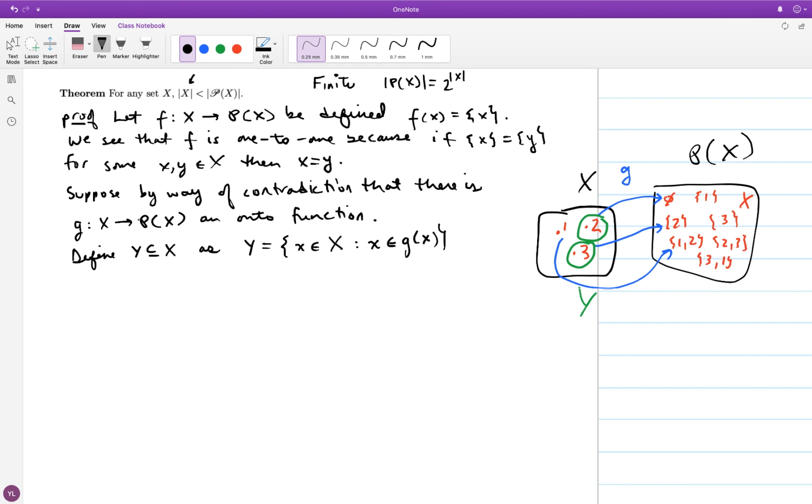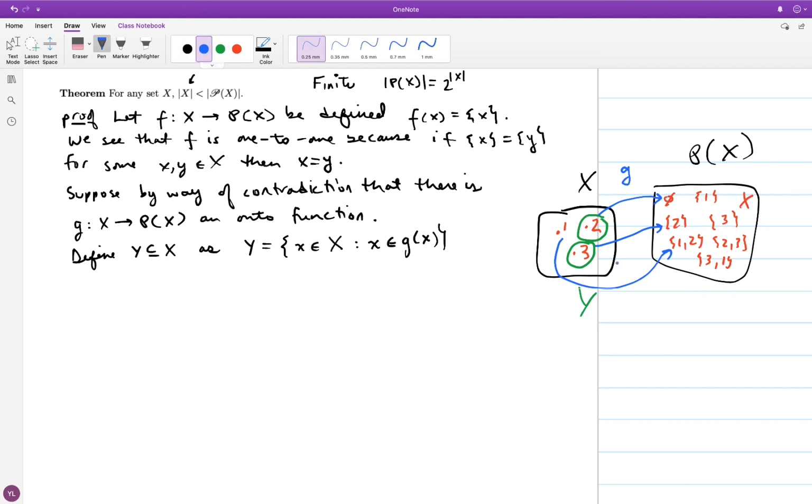G of x is an output of this function. It's an element of the power set. It is a subset of x. So either x is in there or it's not. Like over here in the picture, 2 is not in g of 2. 1 is in g of 1.